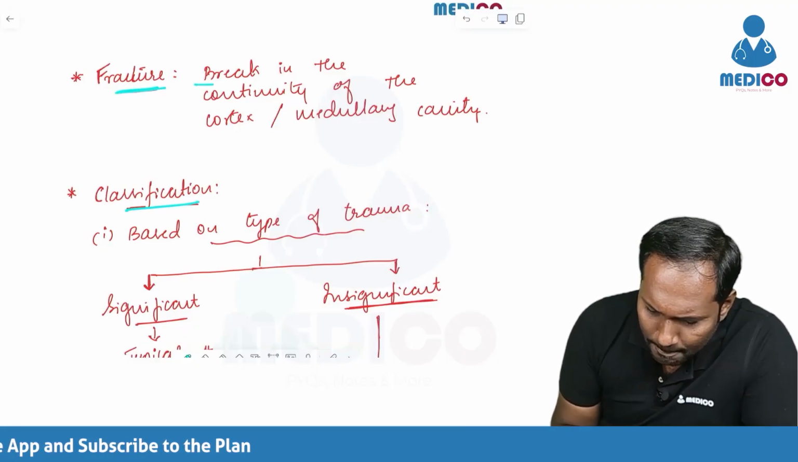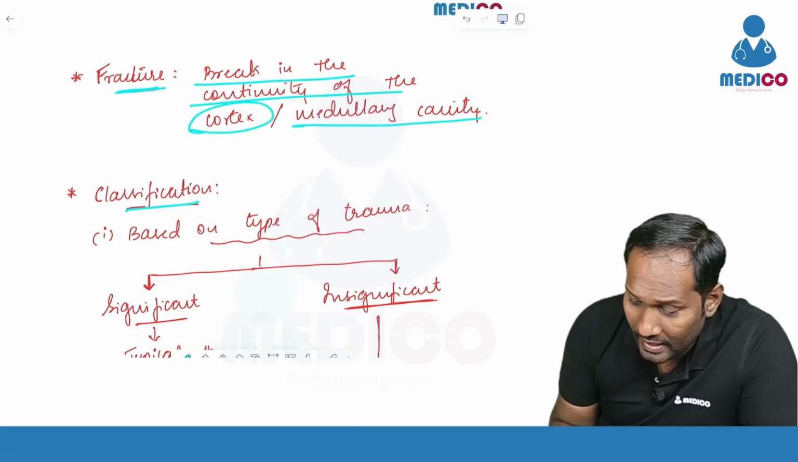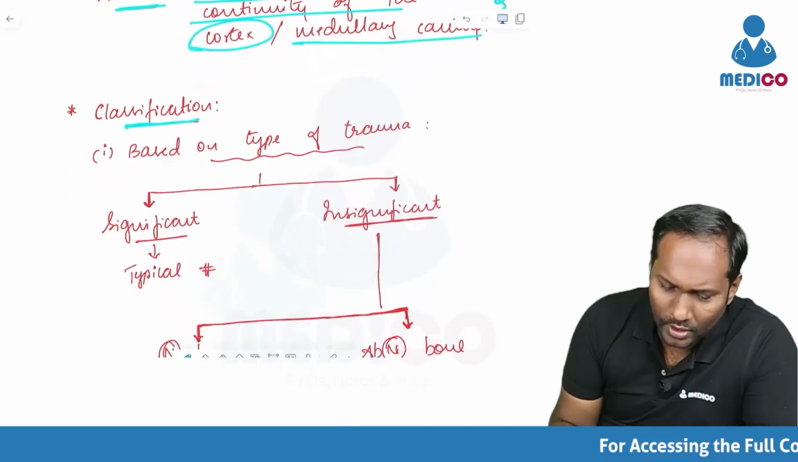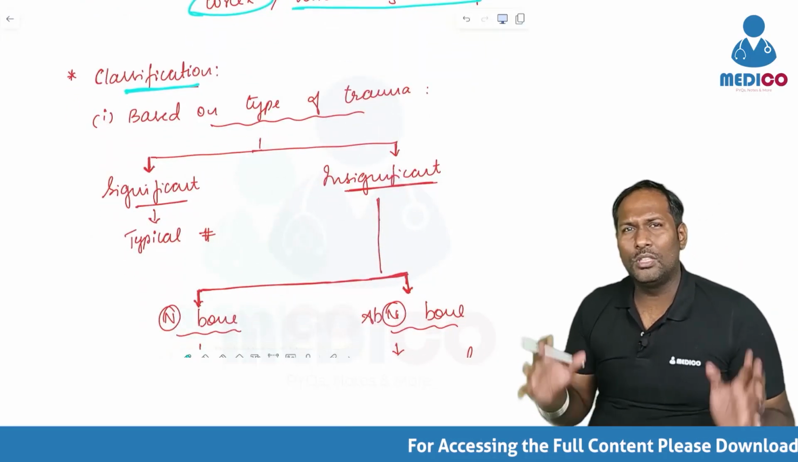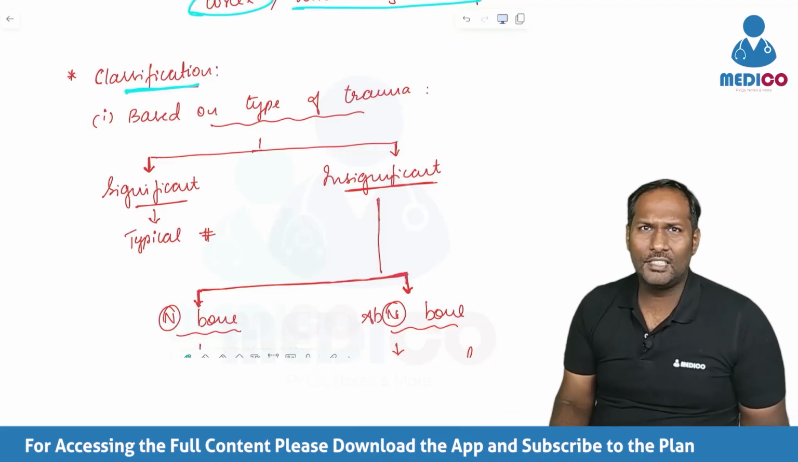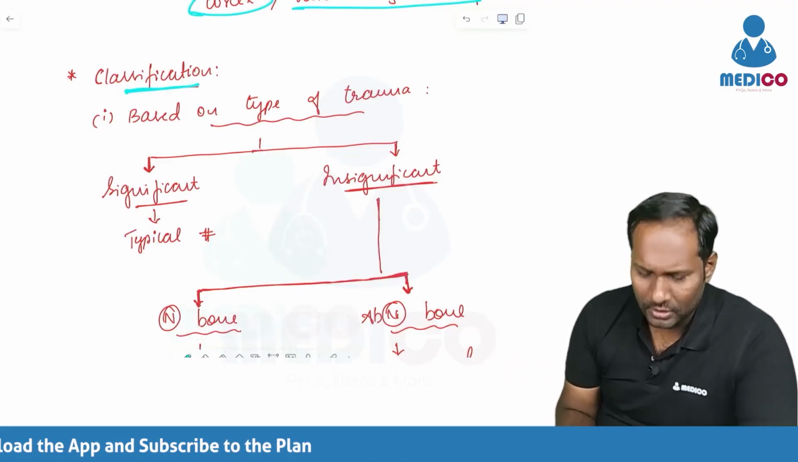A fracture is a break in the continuity of the cortex and the medullary cavity. Don't miss out on that. Based on the classification, depending on the intensity of the trauma, we can classify fractures, and why, because many questions are coming from this. So just stay with me.